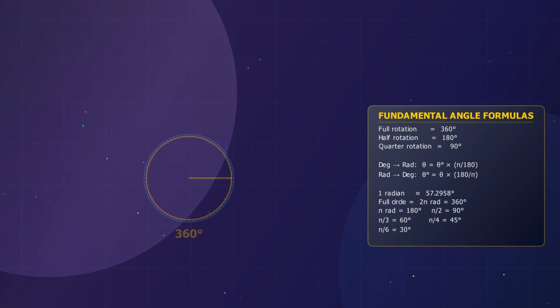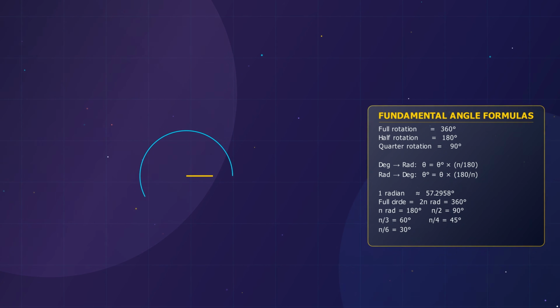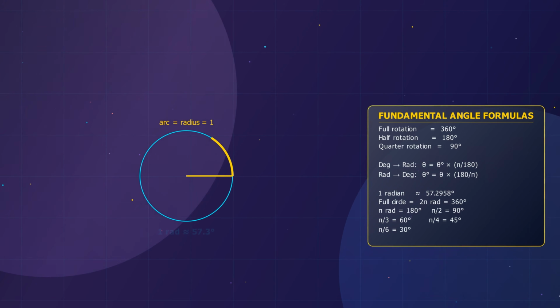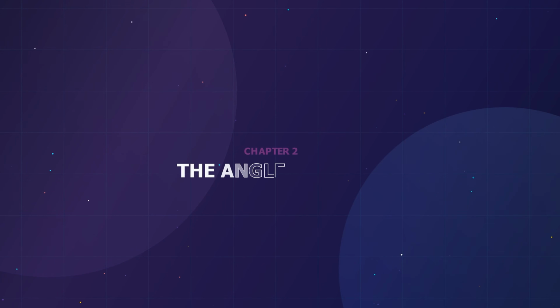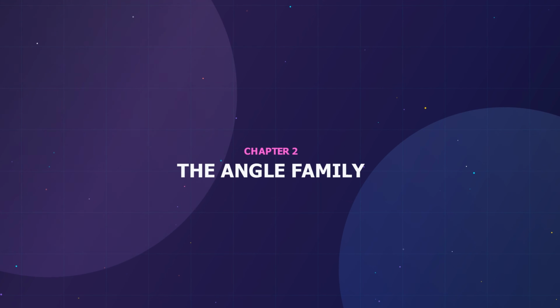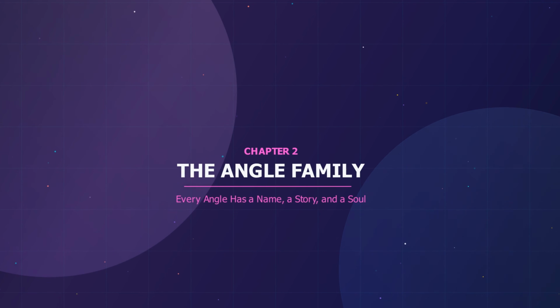And there is a second, more natural language for angles: radians. One radian is the angle whose arc length equals the radius itself. Wrap that radius around the circle, and it fits exactly 2 pi times, so 2 pi radians is 360 degrees. The same journey, written in two different languages. Every angle in existence belongs to one of 7 great families. Let us meet them, one by one.